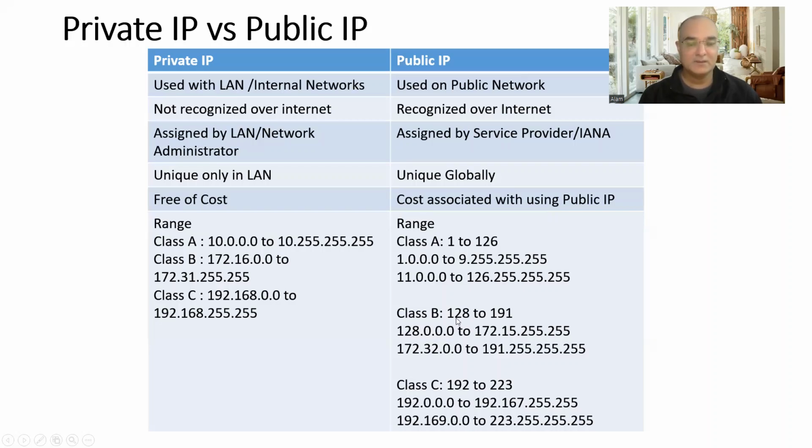For Class B, the range is between 128 all the way up to 191. Here's the complete list of the range. Again, 172.16 all the way up to 172.31 is missing because it's assigned to the private network. Class C range is 192 to 223. And here's the complete list of possible IP addresses that can be assigned.